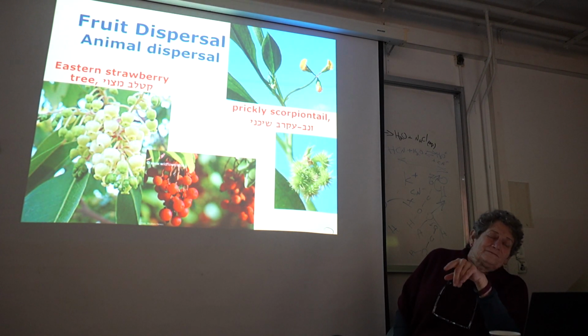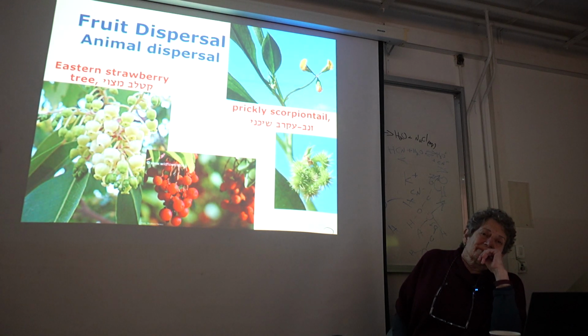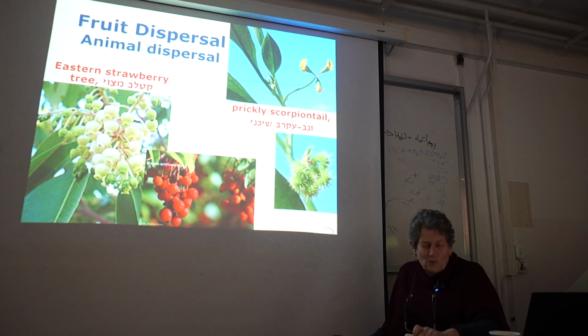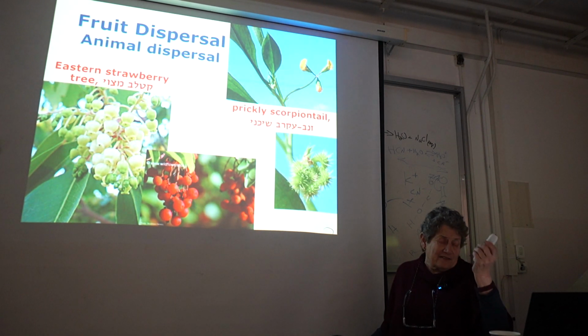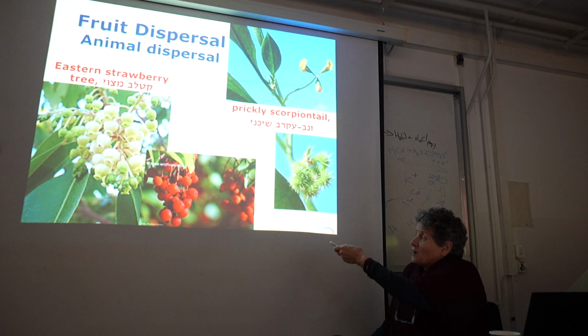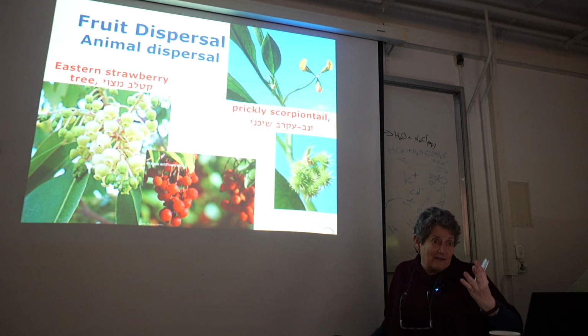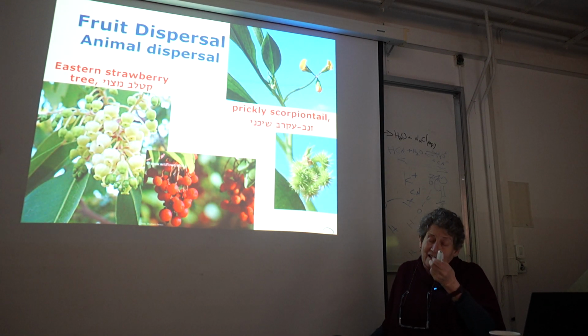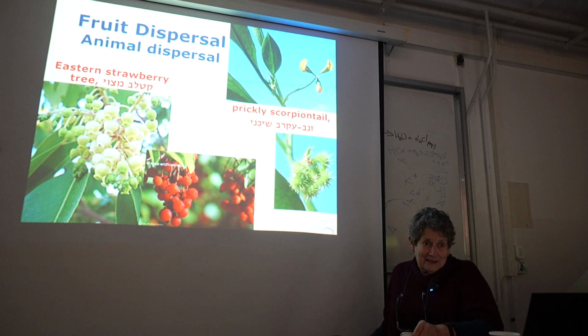Yes? You say that it's animal dispersal, so the animal eats the seeds and poops it out, and that's how it comes. Exactly. In the case of the eastern strawberry tree, the animals eat the fruit, by the way. That's why the fruit is red and attractive, and it's also quite tasty. I don't know if everybody likes it, but you can taste it. It's not a poisonous fruit.